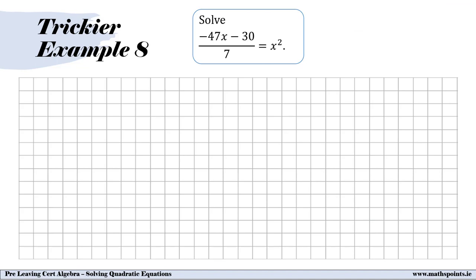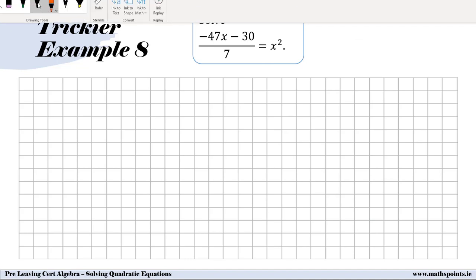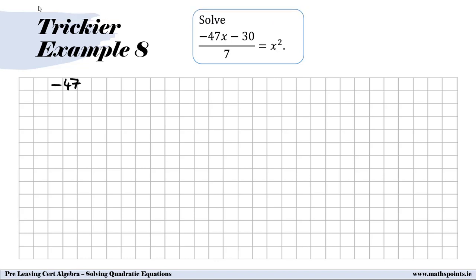I just wanted to include one example where we had some fractions in it, even though we will see fractions in a further lesson. So first of all, writing down the equation, we have minus 47x minus 30 over 7 is equal to x squared. Now, I want to get rid of the fractions from this question, so what I'm going to do is multiply both sides by 7.